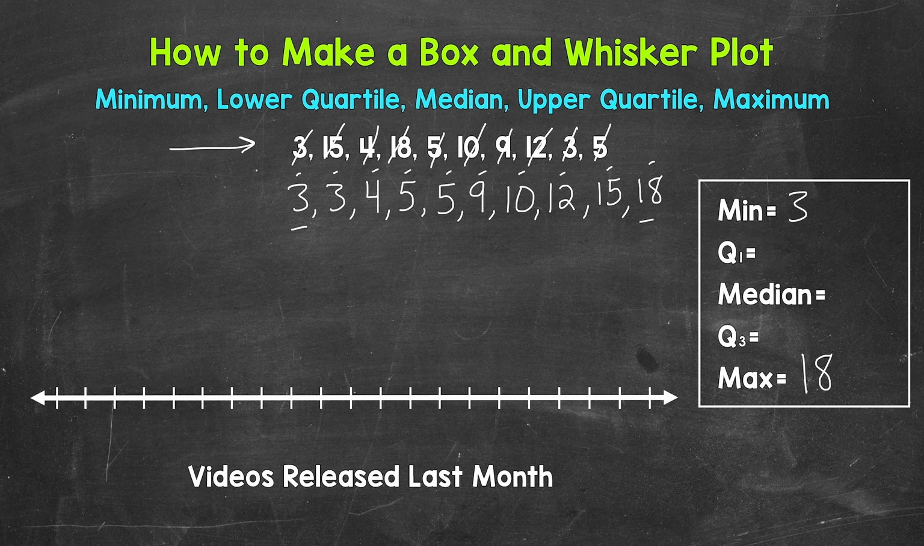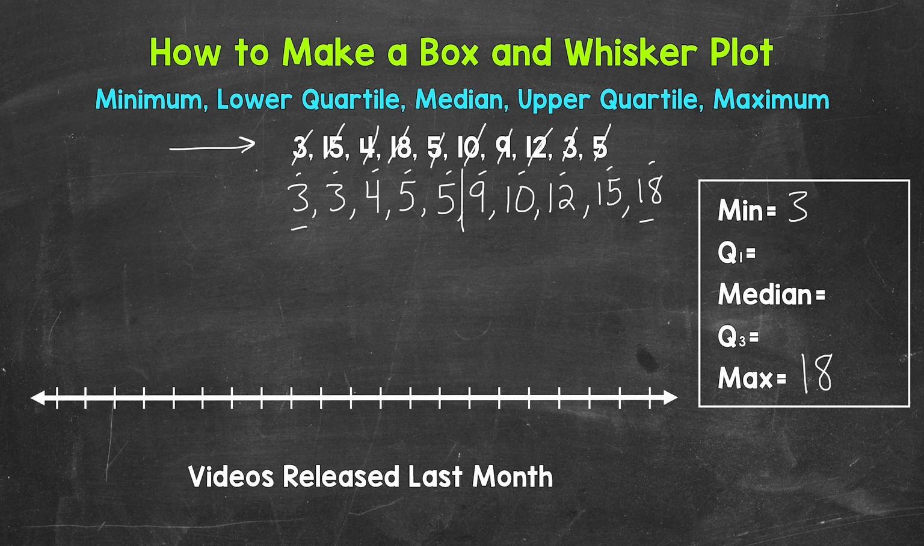Now let's find the median. So the middle point of the data, the 50th percentile. Since we have 10 numbers in the data set, we will have 5 numbers on each side, 5 numbers to the left and 5 numbers to the right. The median is right here in between the 5 and the 9. Since the median is between 2 numbers, we need to find the average or the middle point of those 2 numbers. That will be the median.